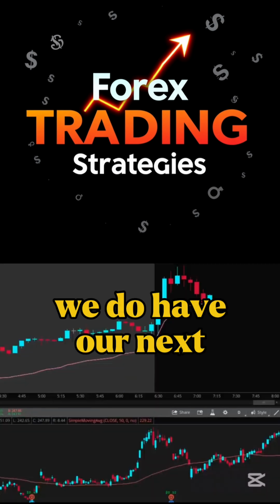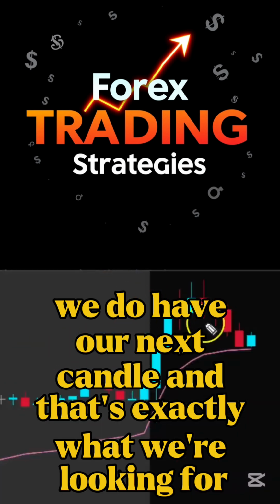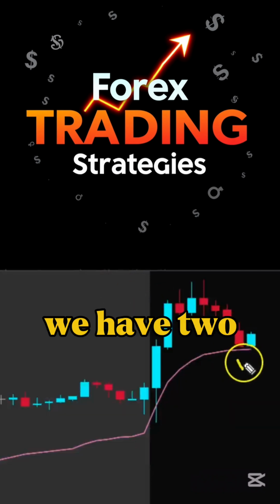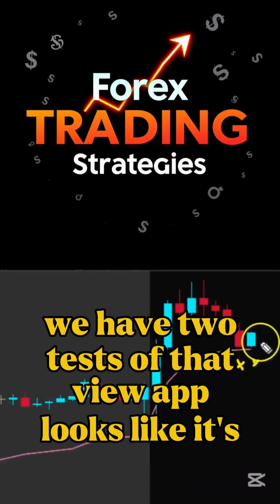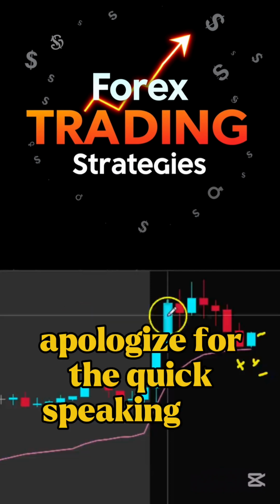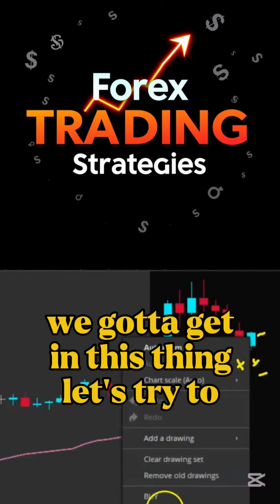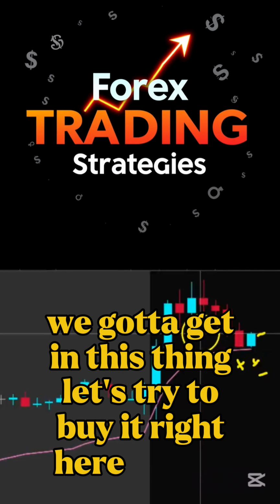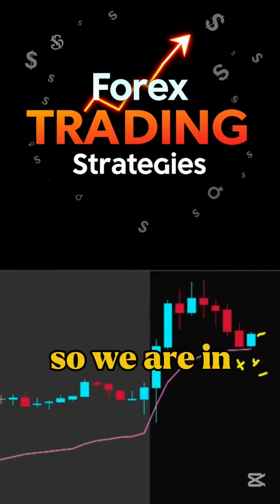Okay, we do have our next candle, and that's exactly what we're looking for. We have the retracement. We have two tests of that VWAP. Looks like it's going to hold. We can buy here, stop here. Apologize for the quick speaking, but hey, we got to get in this thing. Let's try to buy it right here. All right, so we are in Tesla.